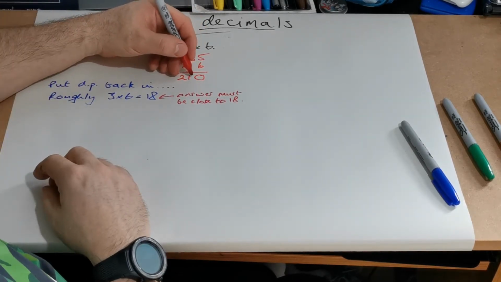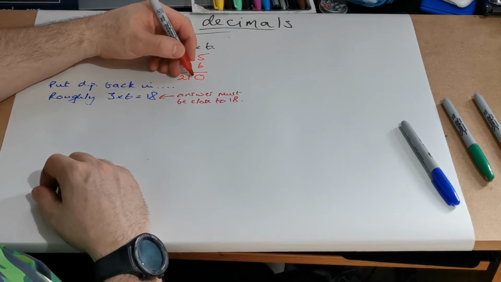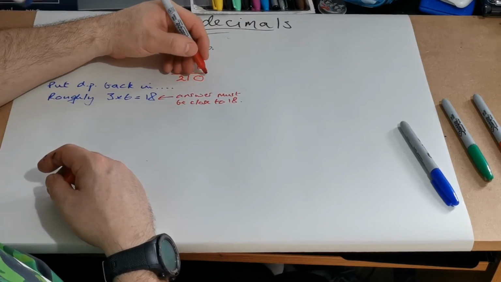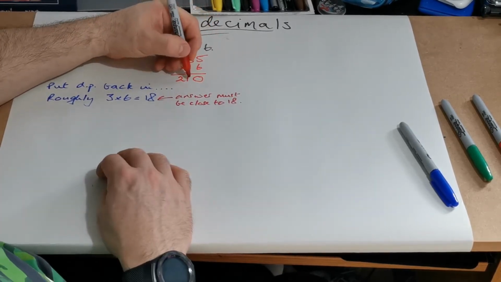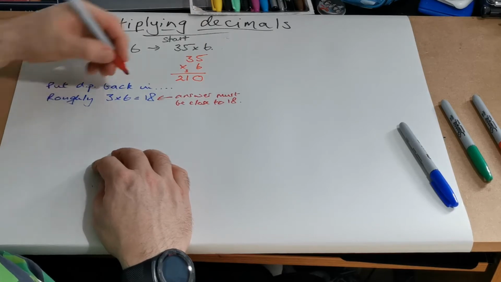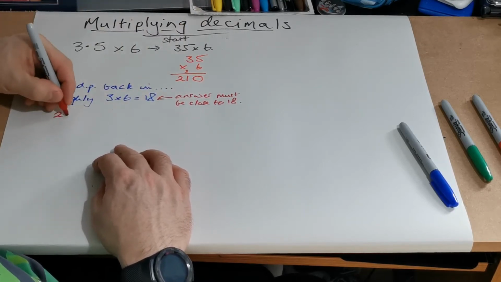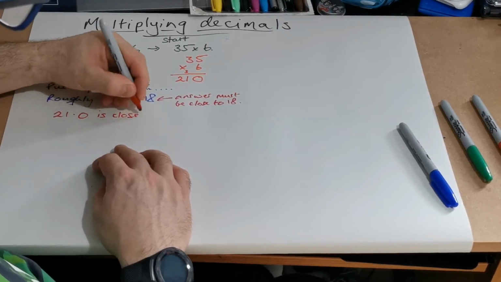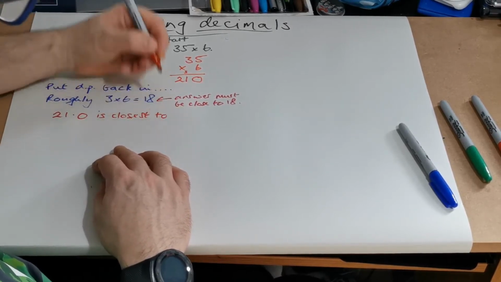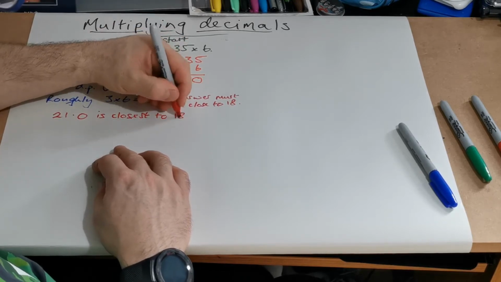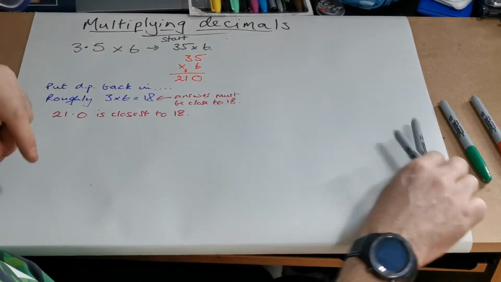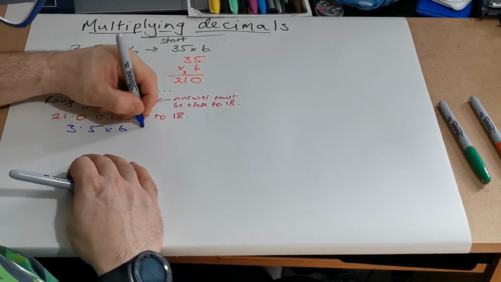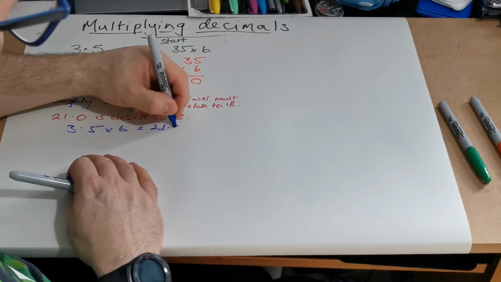Not really. If I put it in here, 21.0, how close is that to 18? Actually not too bad. If I put it in at the end there, 210 is miles away from 18. So 21.0 is closest to 18, so that must be my answer. So 3.5 times 6 is equal to 21.0.